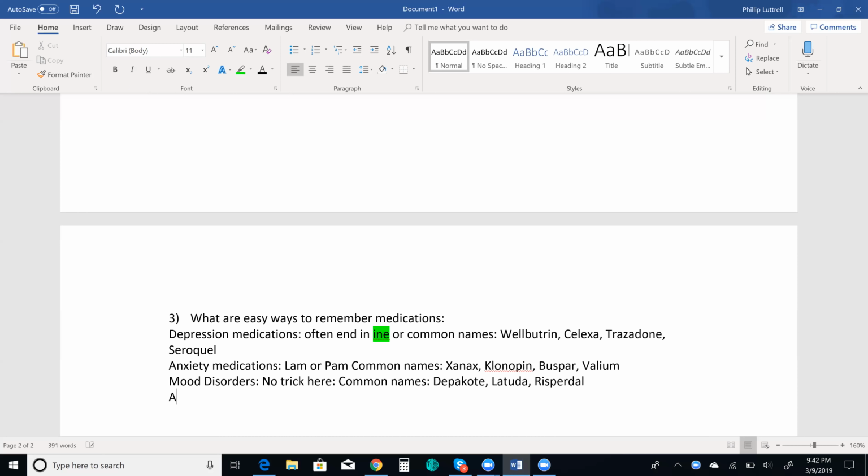ADHD meds often have a B or feta in the middle, because people are beating them for the feta cheese. So common names, if that is not the case, is Adderall.